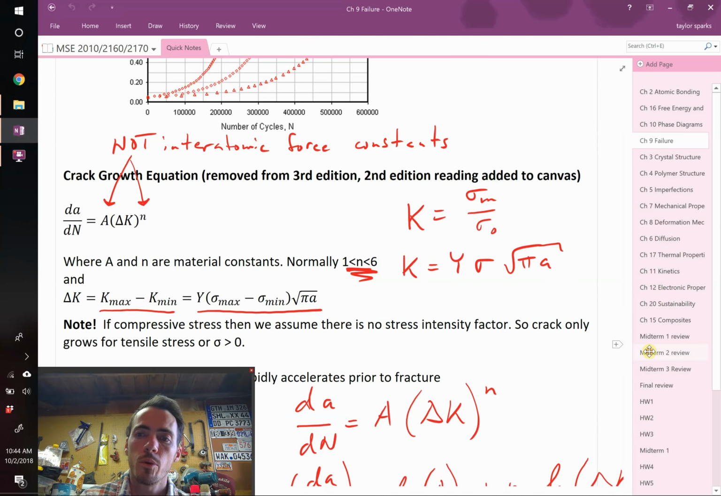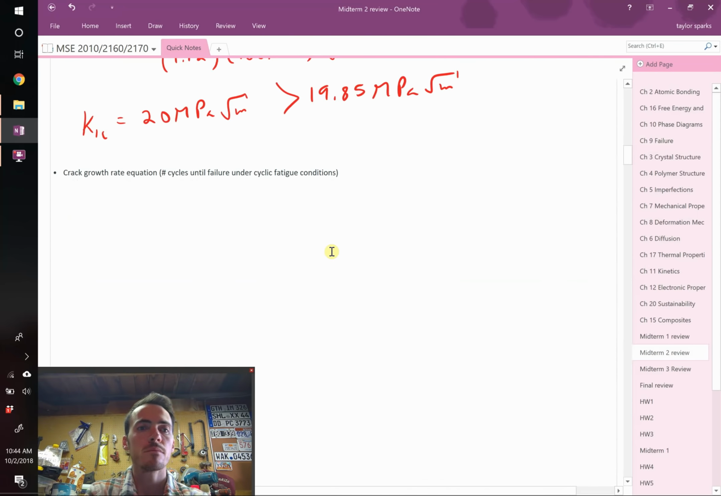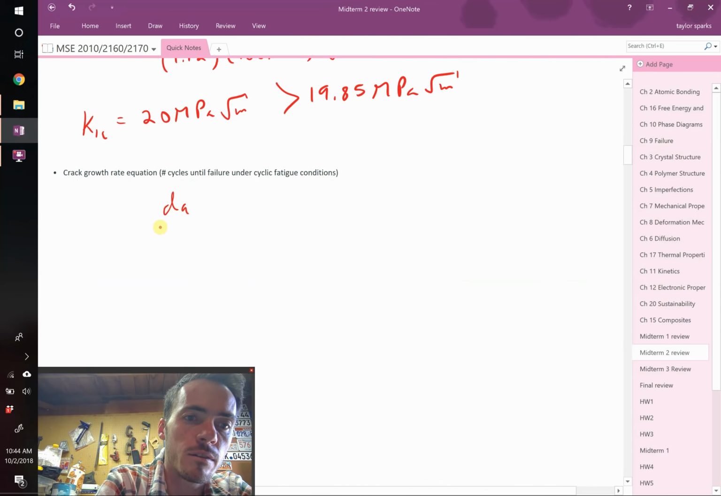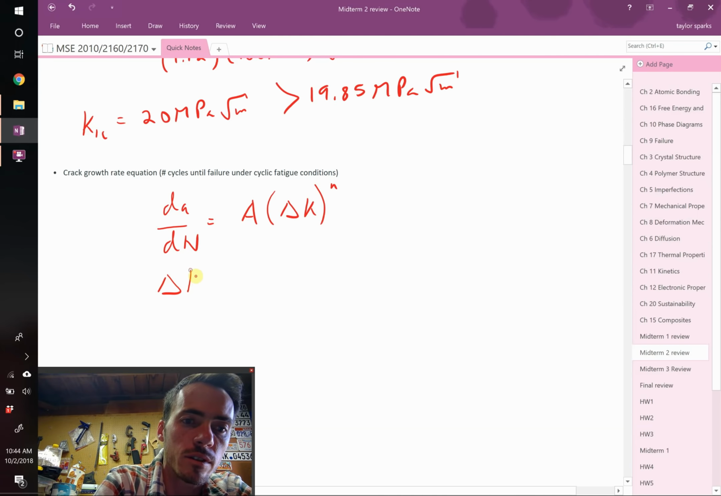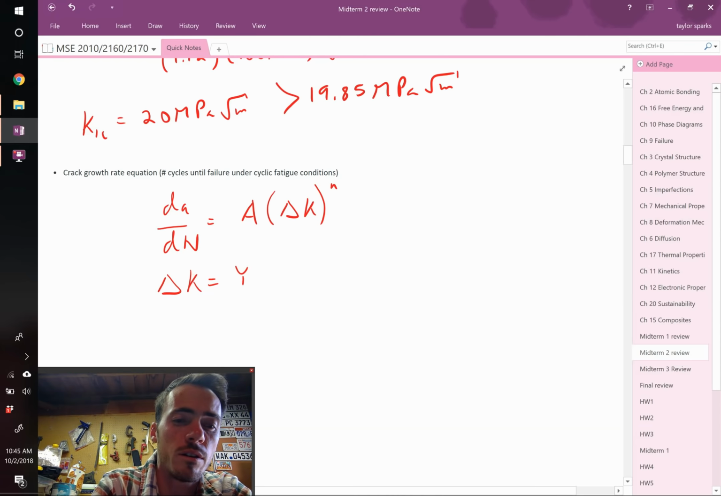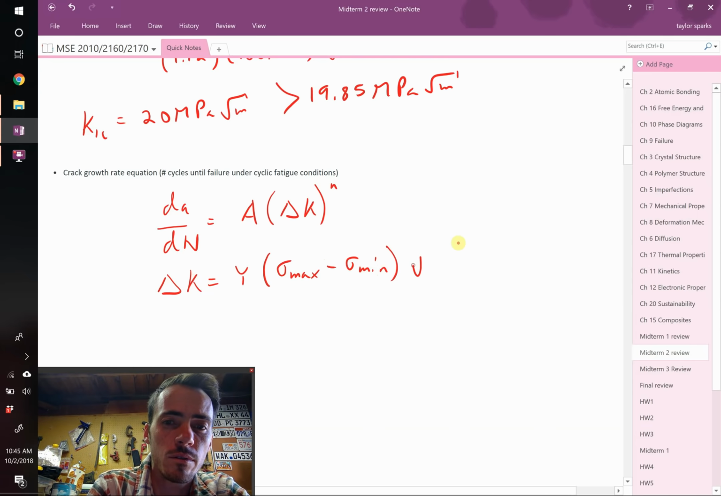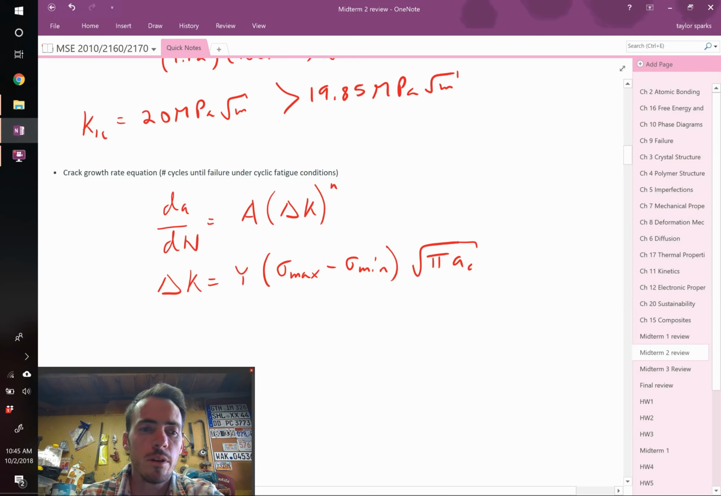So now that we remember what that is, let's go ahead and pull it up. You've got dA/dN equals A, capital A, this is just a constant, delta K, that's the range in our stress intensity, raised to the n, a crack growth constant. So we remember that delta K is going to be equal to Y, our dimensionless shape parameter for the crack, delta sigma, which is just sigma max minus sigma min, only for positive values, multiplied by, here we go, our flaw size multiplied by pi in the square root.